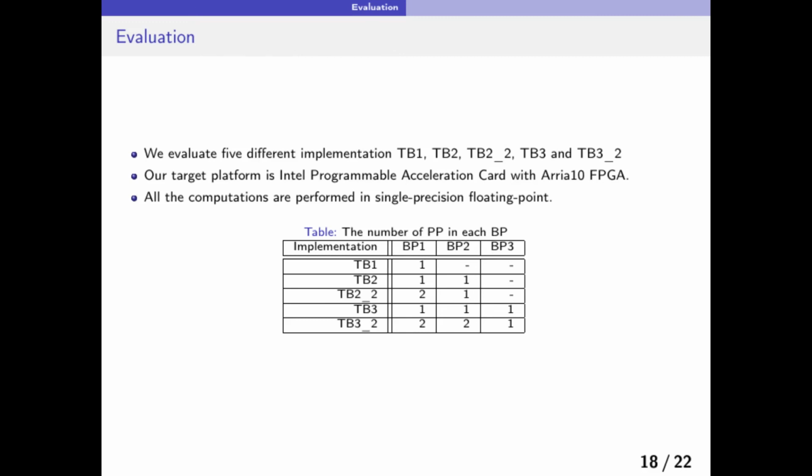For the evaluation, we evaluated 5 different implementations called TB1, TB2, TB2-2, TB3, and TB3-2. This means temporal blocking of degree 1, 2, and 3, and with 1 or 2 particle processors instantiated. The target platform is an Intel programmable acceleration card with an Arria 10 FPGA. All the computations are performed in single precision floating point.